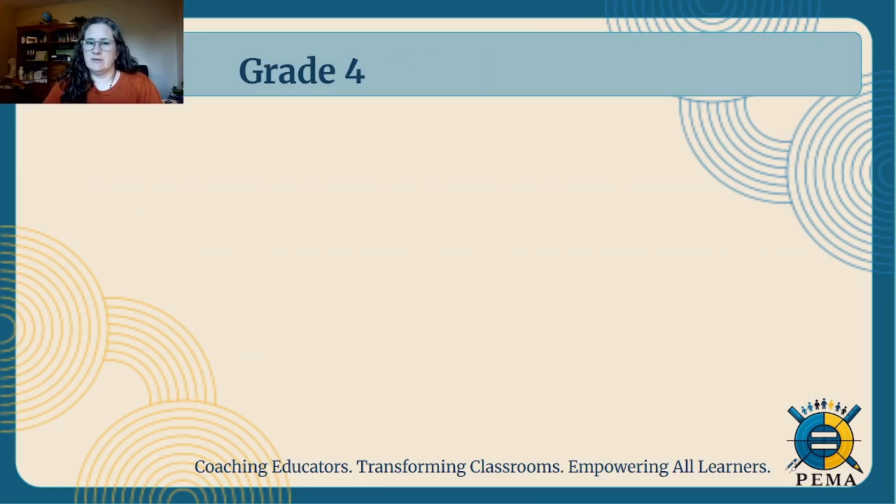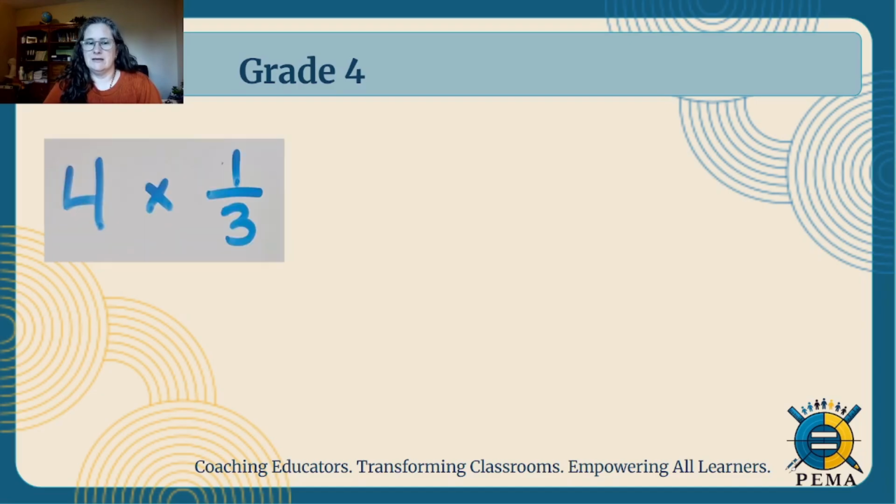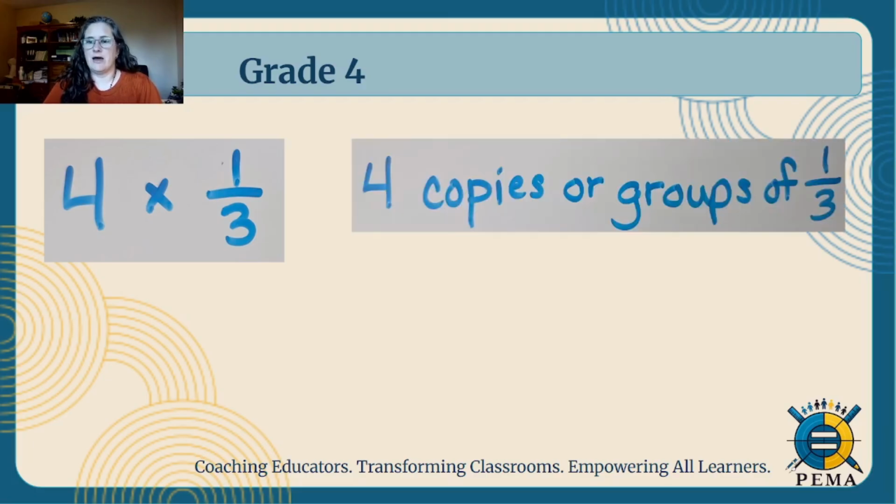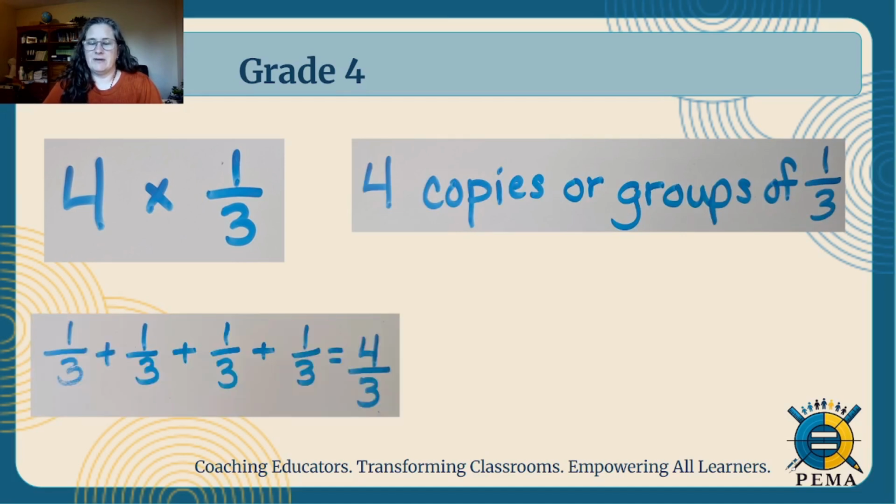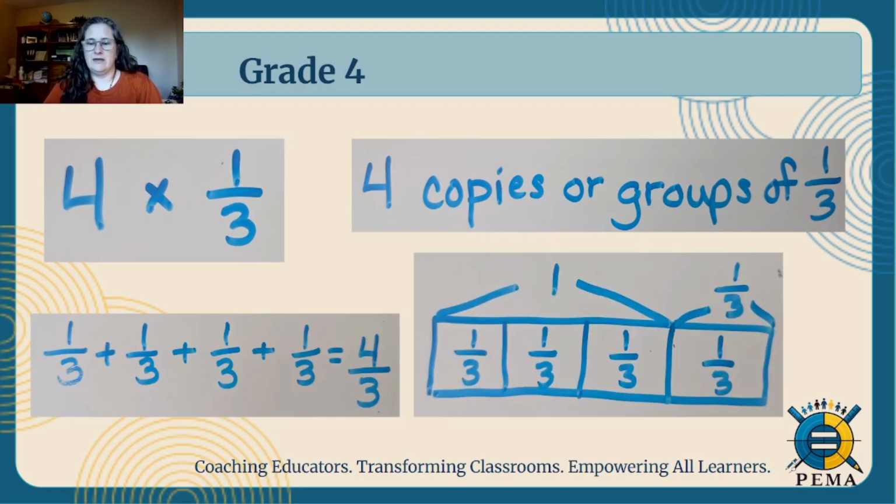In grade 4, one example of a problem students might see is 4 times 1/3. They're thinking about and reading this expression, saying 4 copies or groups of 1/3. They might represent this in a repeated addition sentence. They also might represent it using a tape diagram. Both of these are showing how when I have 4 copies of 1/3, it adds up to 3/3, which makes 1 whole, and 1 more third for 1 and 1/3.